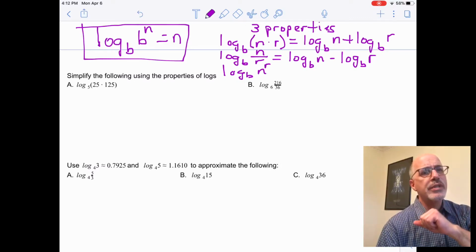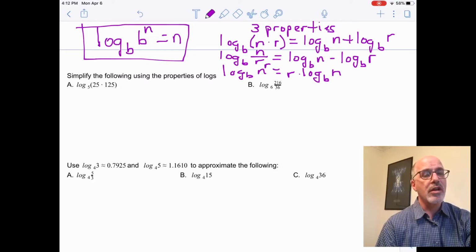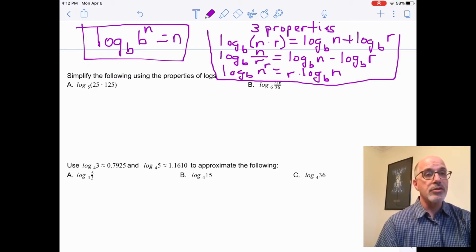And the last one is where we have log base b of n to the r, where you've got r as the exponent. You can bring that r down in front, like the power of a power, and multiply it times the log, because the log is an exponent, and it becomes r times log base b of n. It's like multiplying two exponents together. So we're going to use these three properties and the rule in order to simplify different logarithms. So let's try this first one.